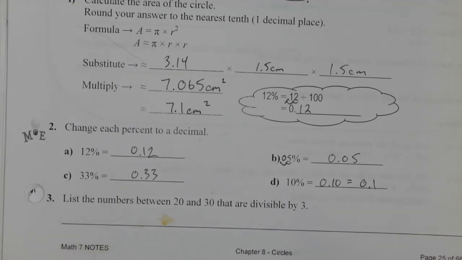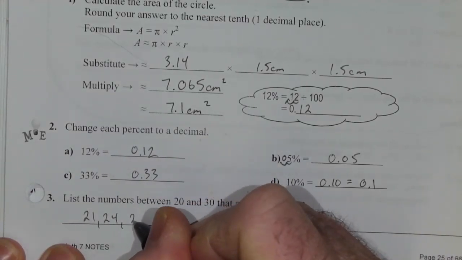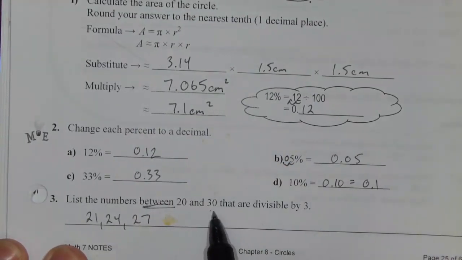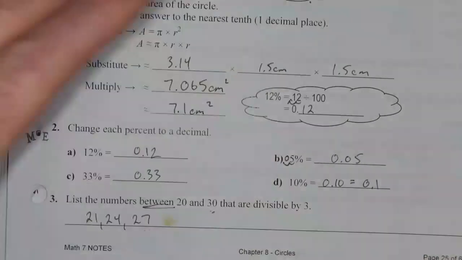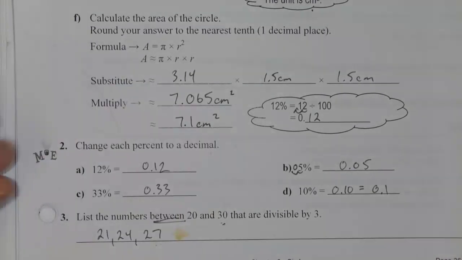Well, they're all divisible by 3, but evenly divisible, we have 21, 24, and 27. Now it says between, so I'm not going to include 30. 21, 24, and 27 is all that you need. If you wrote 30, you're correct, it is divisible by 3, but it's not between 20 and 30. It actually includes 30. So there's your warm-up.